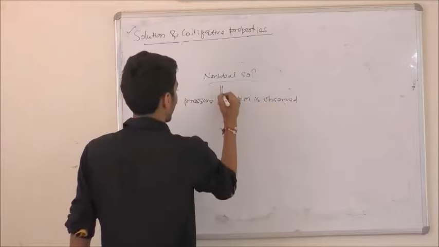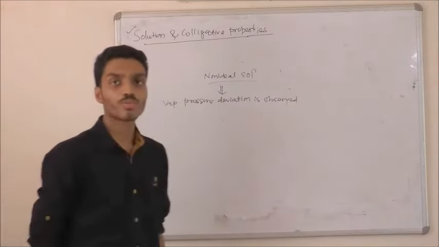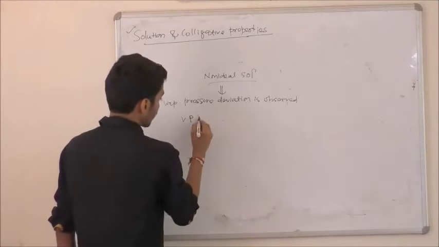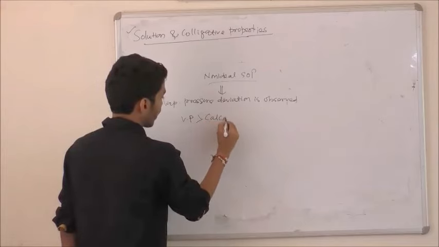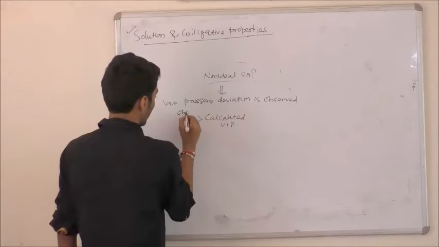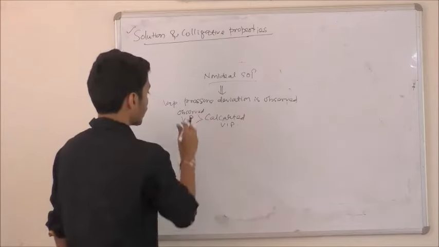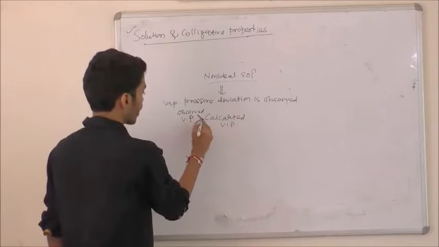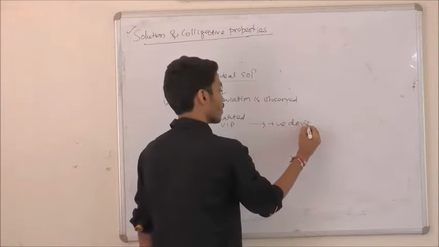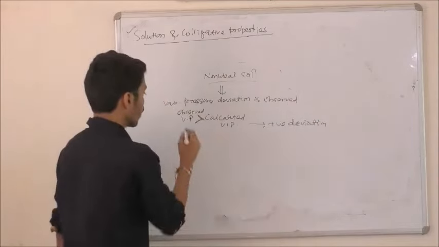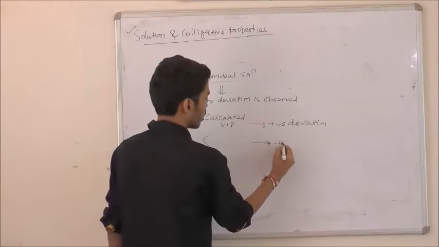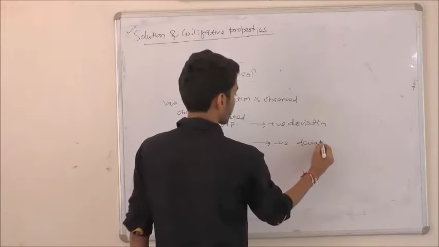Okay, in a non-ideal solution, vapor pressure deviation is observed. This is the observed vapor pressure. If the observed vapor pressure is greater than the calculated vapor pressure, it is called positive deviation. And if the observed vapor pressure is less than the calculated vapor pressure, then it is called negative deviation.